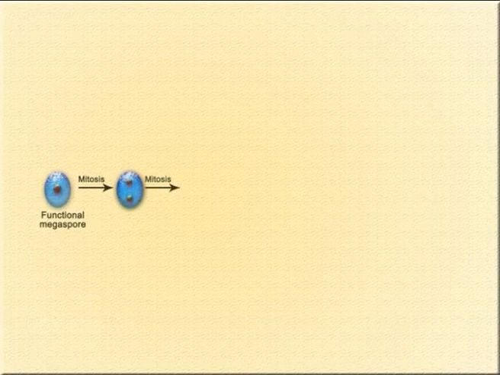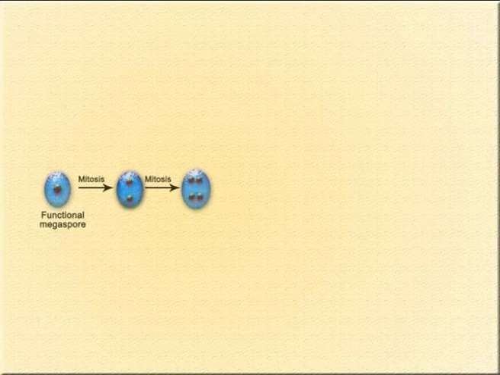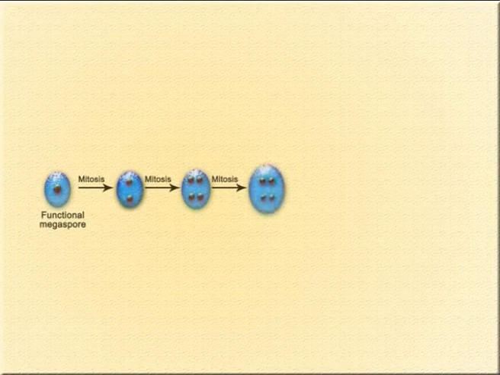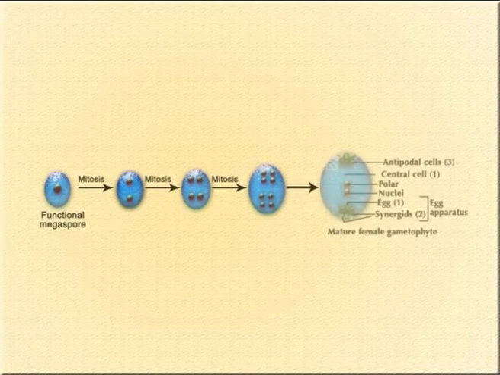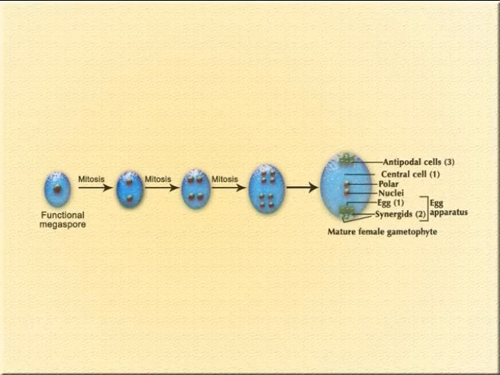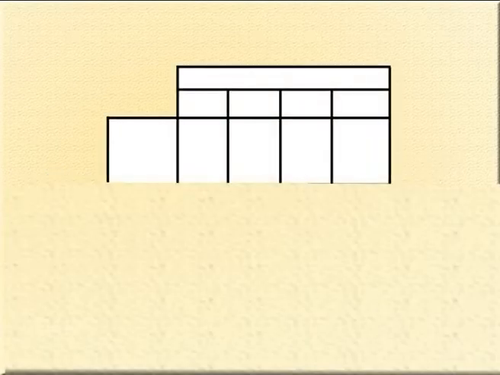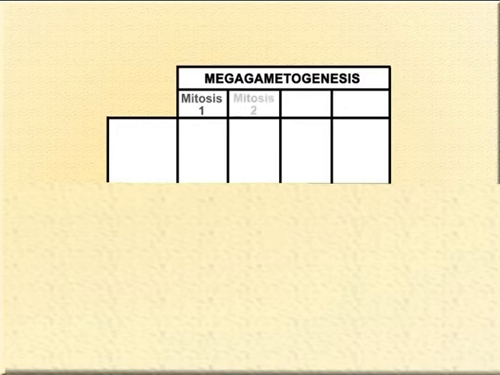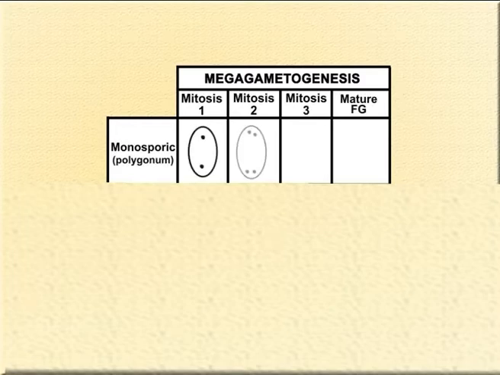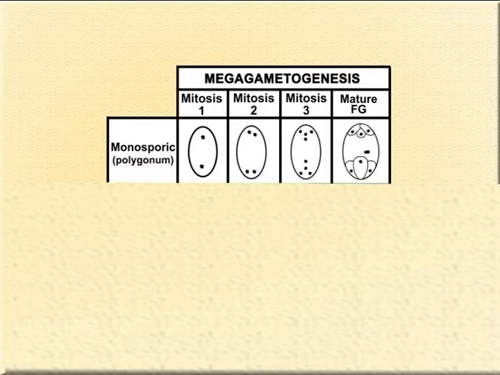Initially, the megaspore undergoes 1 or 2 rounds of mitosis without cytokinesis, resulting in a multinucleate coenocyte. Subsequently, cell walls form around these nuclei, resulting in a cellularized female gametophyte. For example, in the Polygonum-type pattern, a single nucleus undergoes 2 rounds of mitosis, producing a 4-nucleate cell with 2 nuclei at each pole.